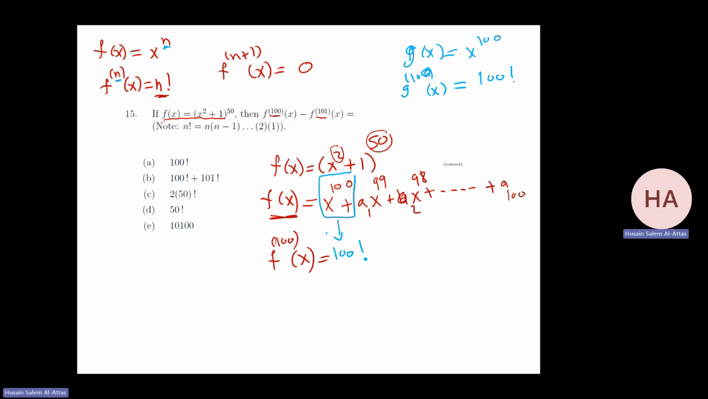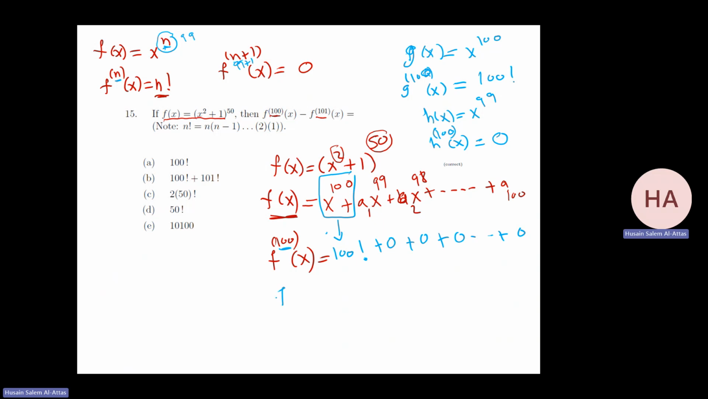Now, if I have h of x, x to the power 99, what will be the 100th derivative of this one? I have x to the power 99, and I want the 99 plus 1, the 100th derivative. So what will be the result? 0. The derivative here will be 0, everything will be 0, since I'm doing the 100th derivative of that.